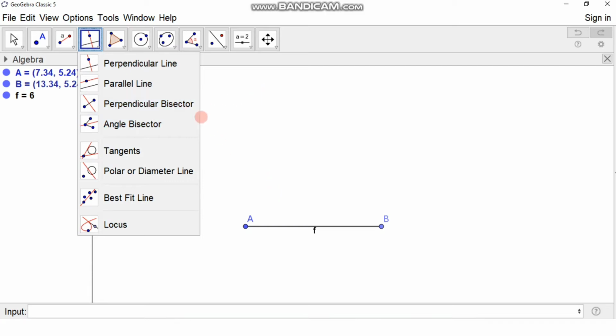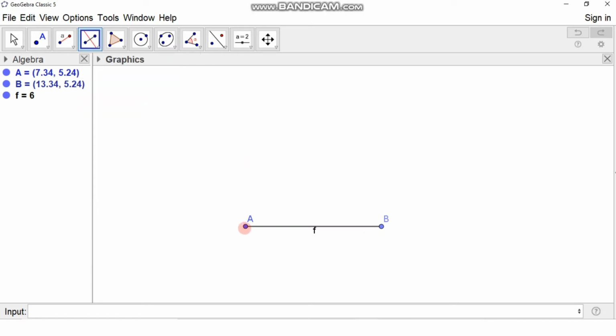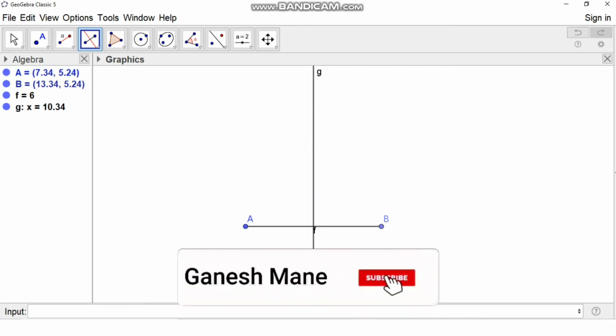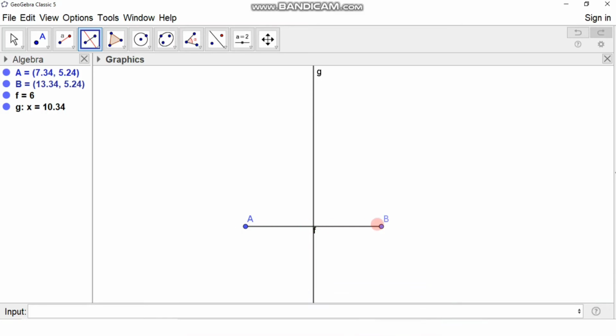So we'll draw here the perpendicular bisector of segment AB. For that, we'll click on perpendicular bisector. We have to draw the perpendicular bisector of segment AB. That's why first click on point A and then click on point B. We get one line which intersects segment AB, which is the perpendicular bisector of segment AB. Now we can take any point on this line. So click on point icon and then click anywhere on this line to get point C.